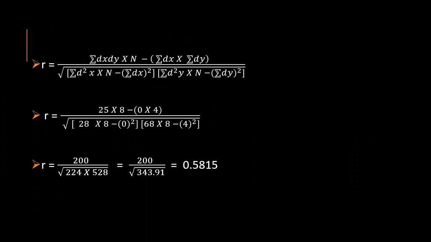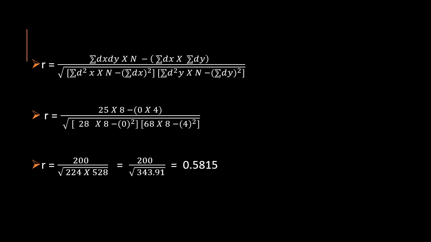Now the shortcut method formula is applied in the example. Sigma dx dy into n minus sigma dx into sigma dy divided by square root of sigma dx square into n minus sigma dx whole square, into sigma dy square into n minus sigma dy whole square. Friends, it's dy whole square, it's not dy square. That is further resulted into 25 into 8 minus 0 into 4 divided by square root of 28 into 8 minus 0 square, multiplied with 68 into 8 minus 4 whole square.